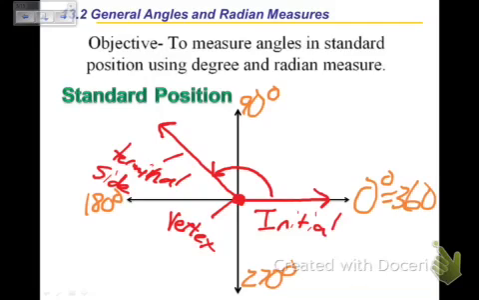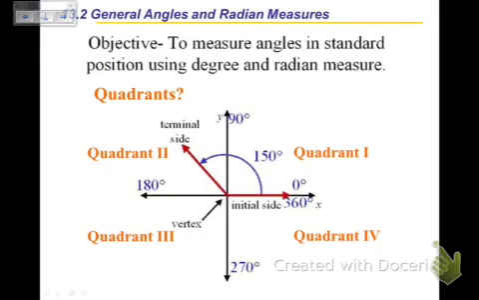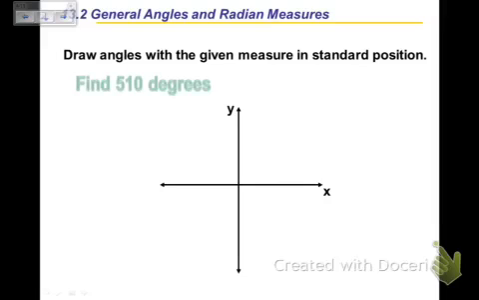Standard position: vertex, initial side, terminal side. The initial side always starts right there. Okay? So that's the basics of standard position. Now when we talk about quadrants, our quadrants are the same as if we were graphing. Quadrant 1 is the upper right, then quadrant 2, quadrant 3, and quadrant 4. So just remember what the quadrant numbers are.